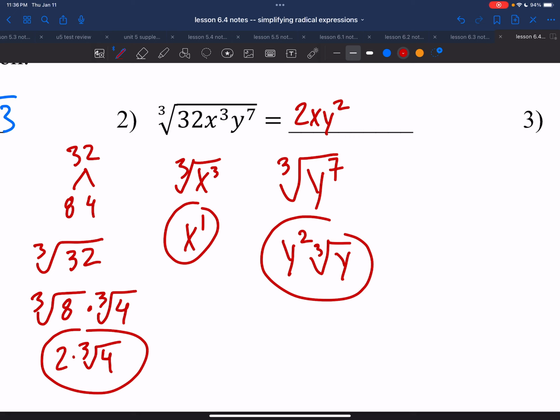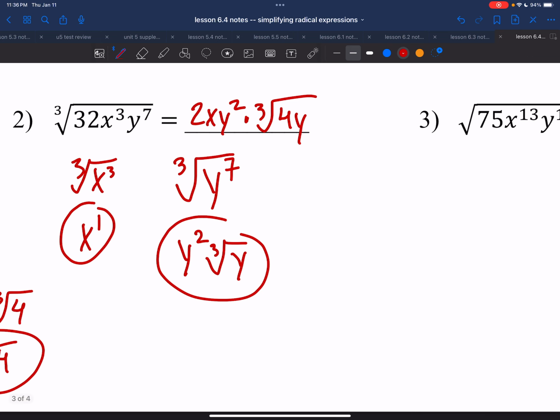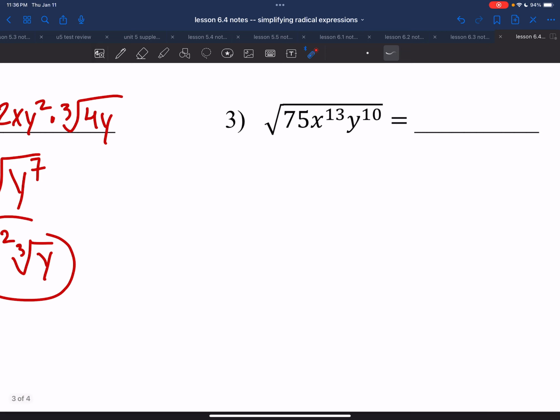Is that right? Yeah, okay. On the inside, so times cube root of, there's a 4 right here and a y. So this should be 4y. Okay? And I don't use absolute value on x. It's not absolute value x. It is not because this was an odd index. So if it's an odd index, not necessary.